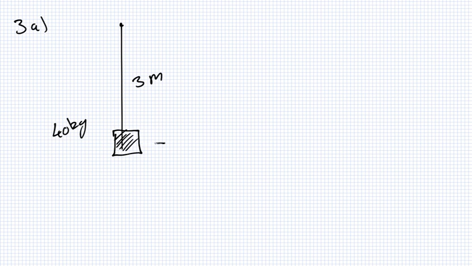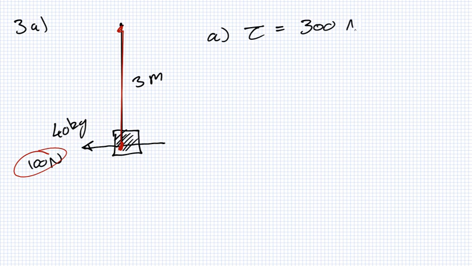Okay, so the swing looks like this, and she sits at the end of it, and that's 40 kg, and this is 3 meters long, and the father gives it a push with 100 newtons. So the line of action is 3 meters, and the force is 100 newtons. So for the first part, the torque, the turning force, is 100 times 3, so 300 newton meters.